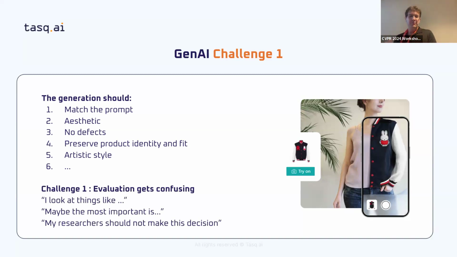The first challenge that we saw arising from this is that evaluation done by yourself gets quite confusing. When we talk to generative AI researchers, they say things like, I like to look at things like prompt following and aesthetics and defects and so on. I look at this, I look at that, and I try to understand what's going on. And there is no one way to reason about this, so it's quite confusing. Other people say maybe the most important measure is usually defects, but not always. And one research manager actually said something like, my researchers shouldn't even make this decision. She doesn't think it's right that the person optimizing the models would try to understand how good it is. So it appears to be quite confusing to account for all of those different measures in one decision.